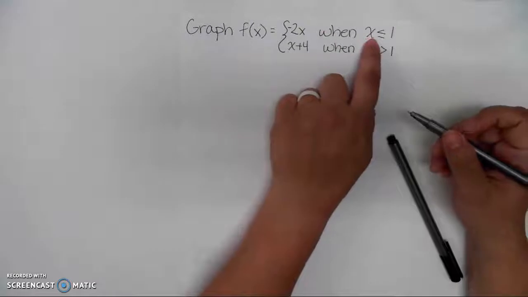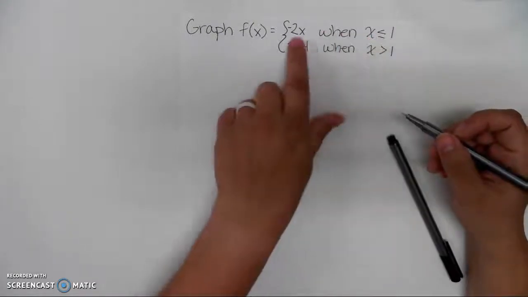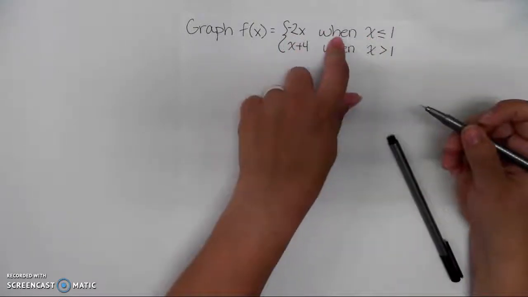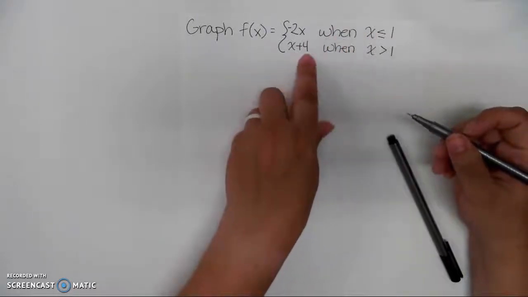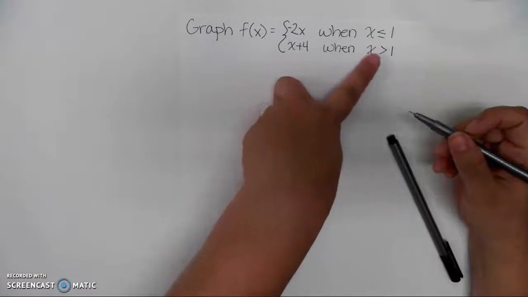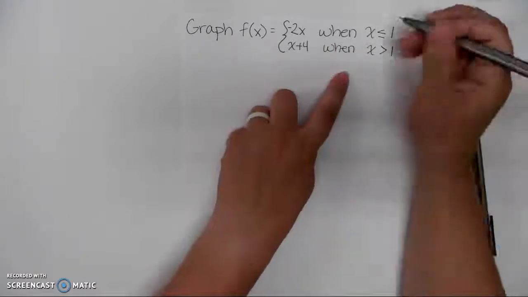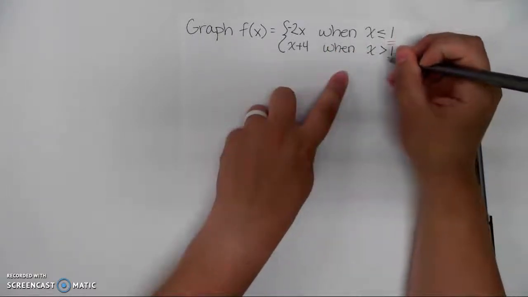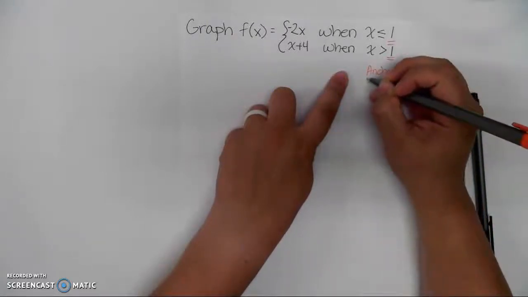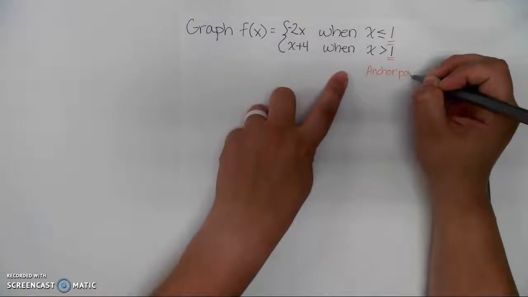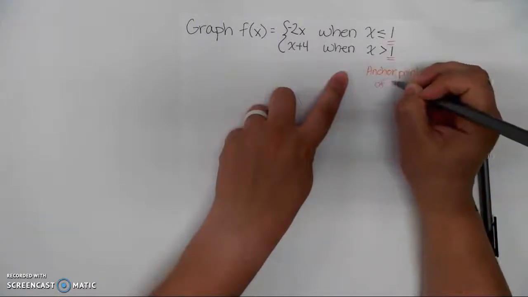Now we have conditionals of when those things happen. So negative 2x happens when x is less than or equal to 1. And x plus 4 happens when x is greater than 1. I like to call 1 my anchor point. In this case, both equations have an anchor point of 1.